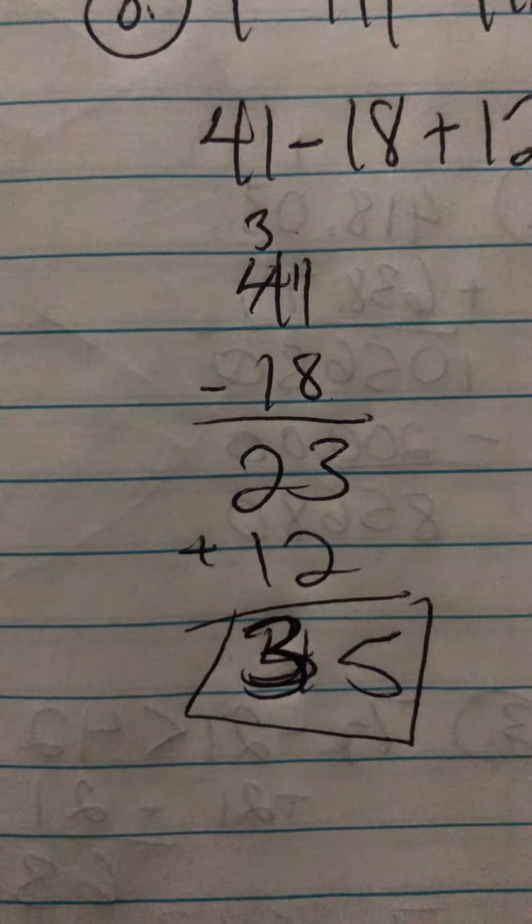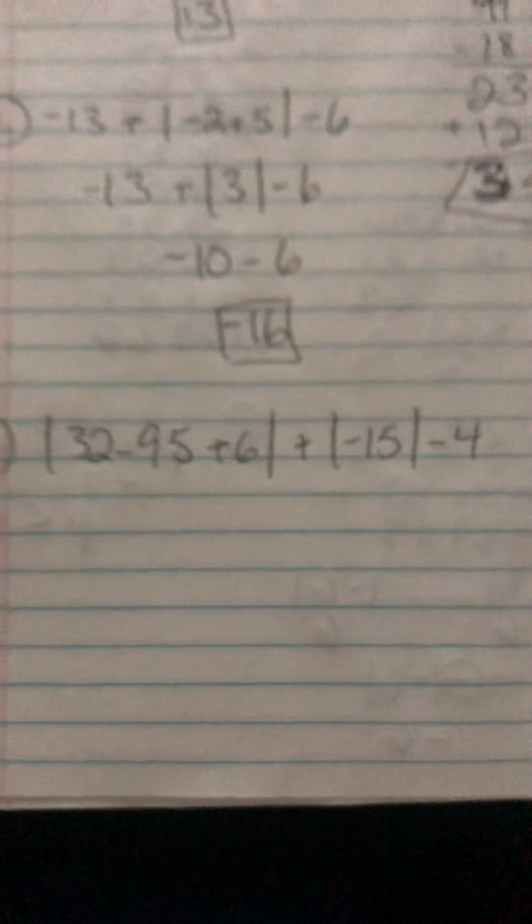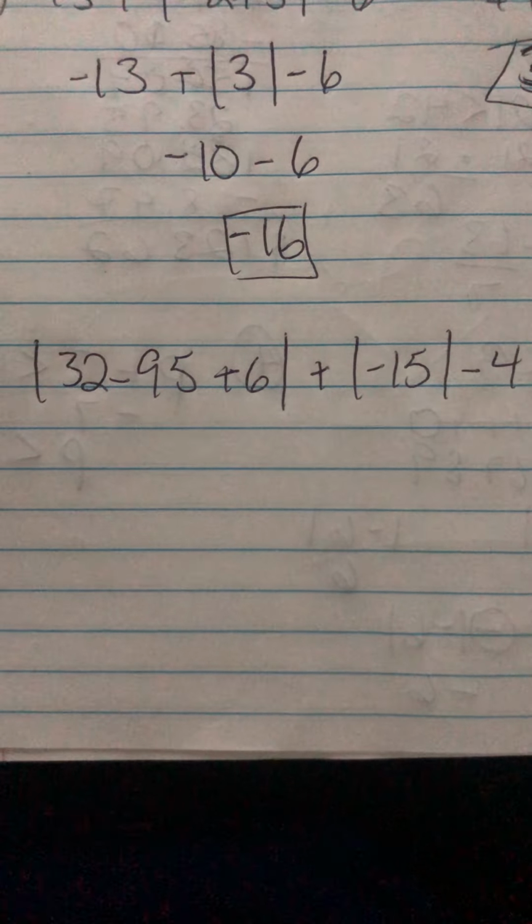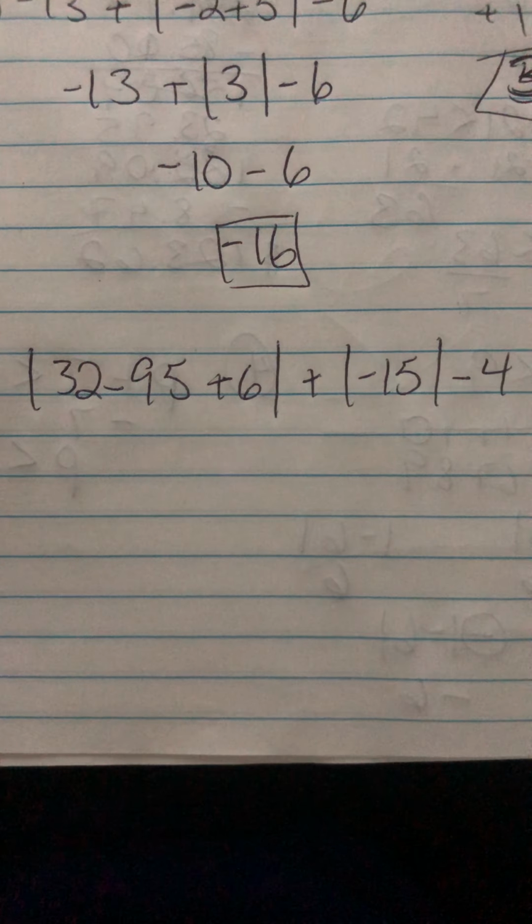All right, number 9. What is the solution? So we have the absolute value of 32 minus 95 plus 6 plus 15 minus 4. Just like we've been doing, 32 minus 95, we have to subtract that and keep the sign of the bigger number. And so that's going to be negative 63.